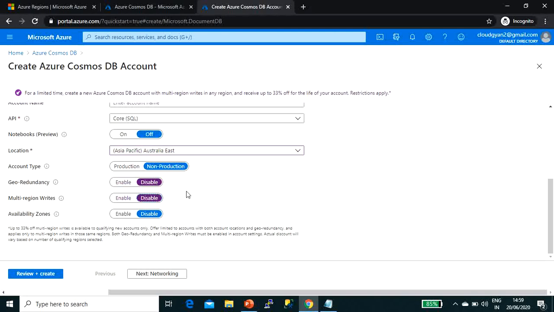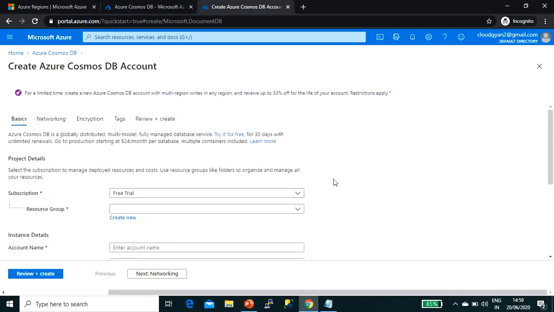So that's it for now. In the next lectures I will give a practical example of how we can create these Azure Cosmos DB accounts.